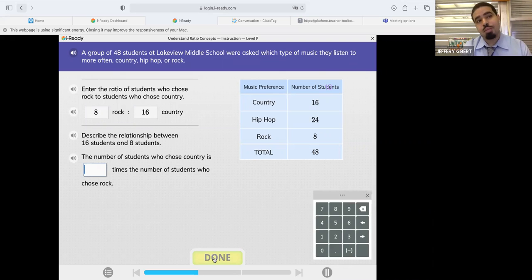They're asking for a number. So it's 8 times something is 16. Queen Africa, do you know? 8 times something is 16. Oh, so I'm asking 8 times what is 16? Two, yes. So the number of students who chose country is 2 times the number of students who chose rock.